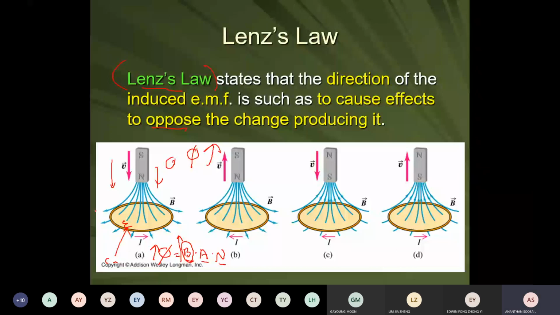So put your fingers around the coil, like this. Your thumb is going to point where? Upward or downward? The thumb points upwards. So the current flow produces a magnetic field upwards to oppose the original magnetic field. The original magnetic field is where? Downwards. So it tries to oppose the original magnetic field.